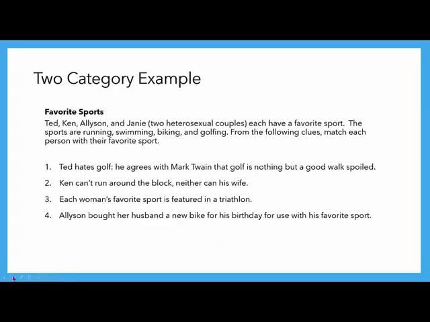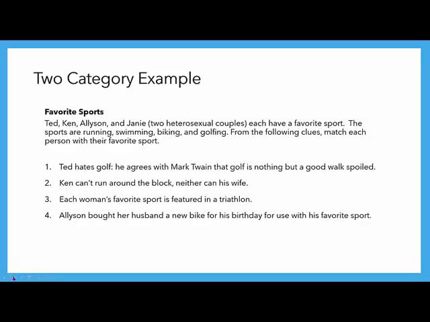So let's start it off with a 2-category example. This puzzle is called Favorite Sports. We have Ted, Ken, Allison, and Janie. They're 2 heterosexual couples. That's going to matter later on. And each of them has a favorite sport. The sports are running, swimming, biking, and golfing. From the following clues, we're going to match each person with their favorite sport.